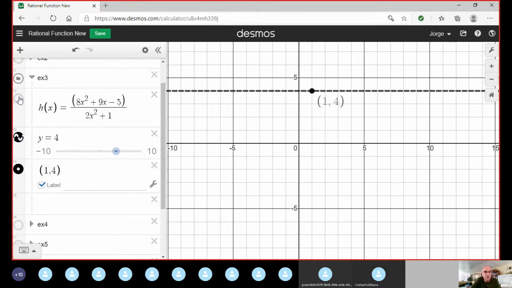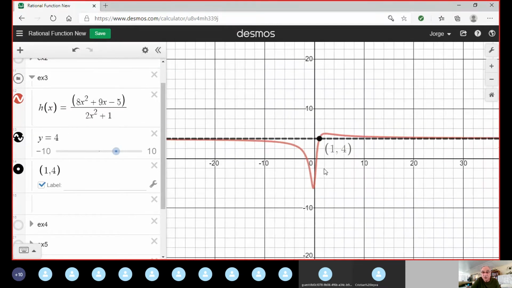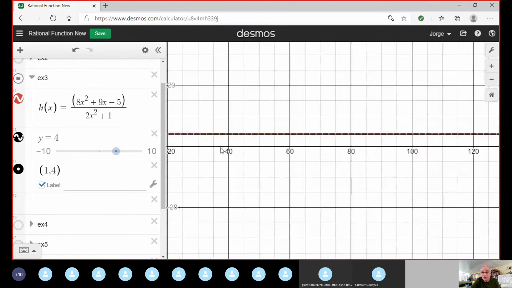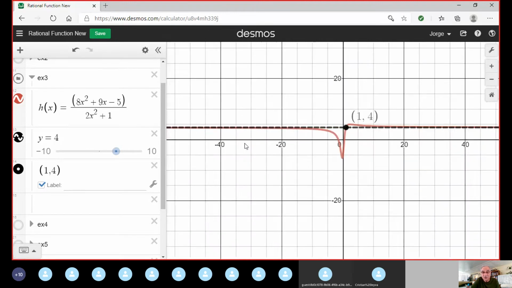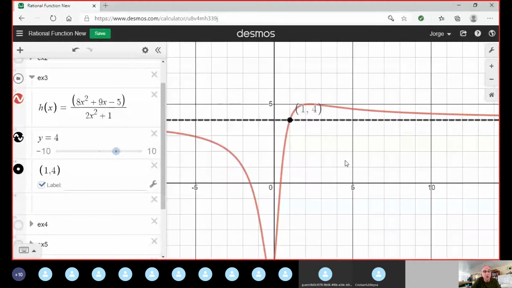And for the curve, I select any color. I click here, hold the mouse. I select blue, but maybe you like red or orange. Entonces you see, the most important thing is you see the curve in both directions, positive infinity and negative infinity, approaching 4. Let me zoom. And the famous point that we are looking for was 1,4. It's the point where the curve crossed only one time the horizontal asymptote.